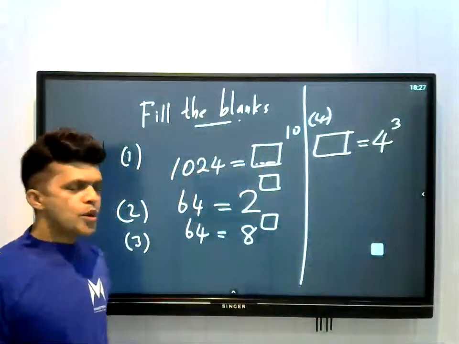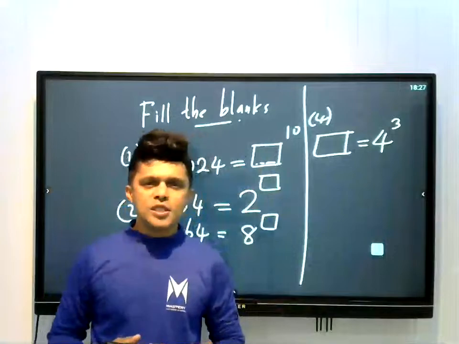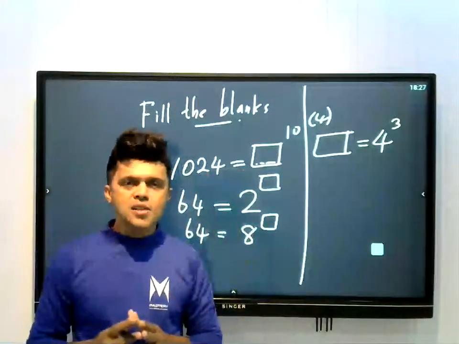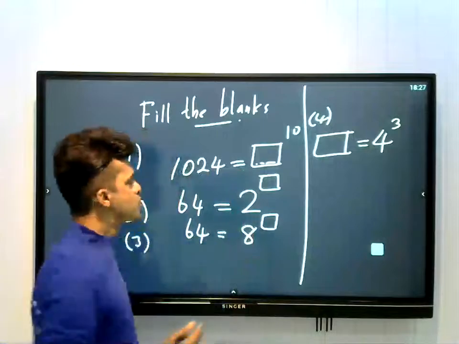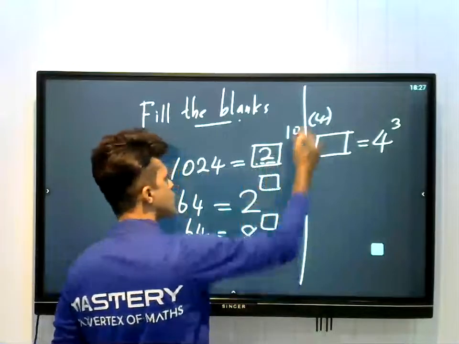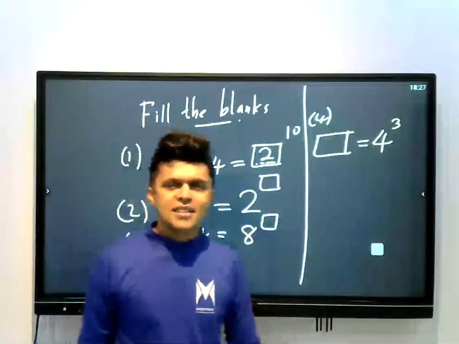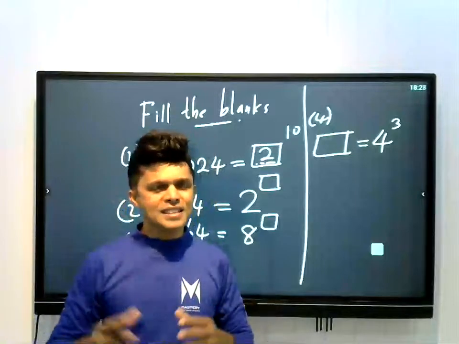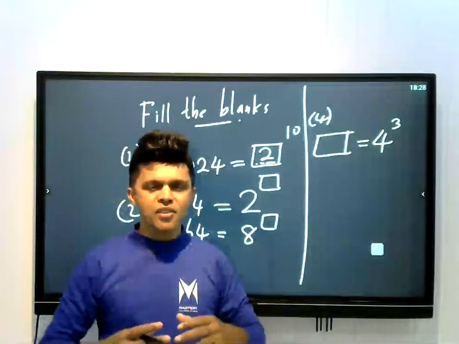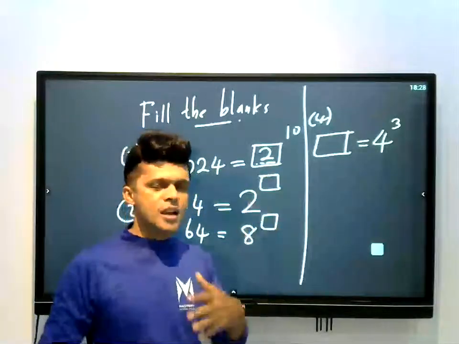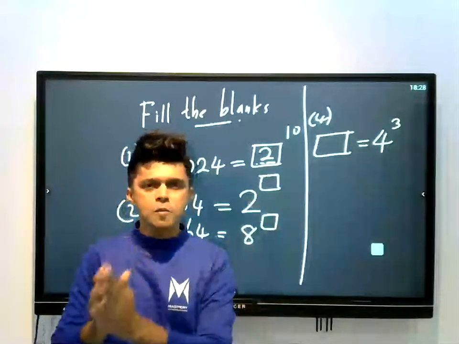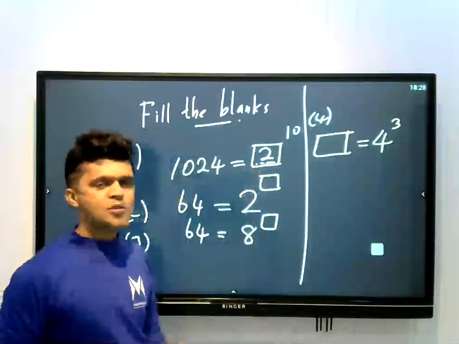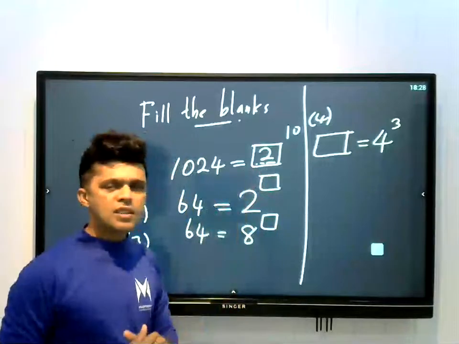Previously you learned that 1024 equals 2 to the power 10. This is a way of getting this one. But anyway, you need to know this. There is a special way of getting the value, and previously gained knowledge should be applied in getting the answer here. So, here 2 to the power 10.